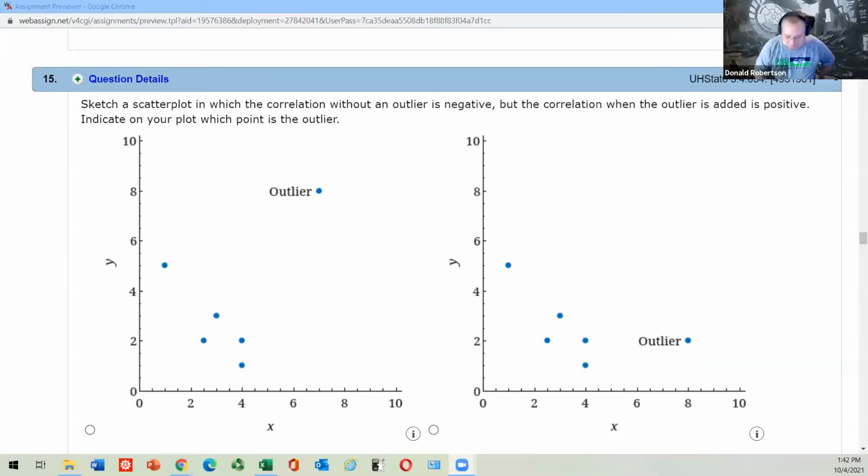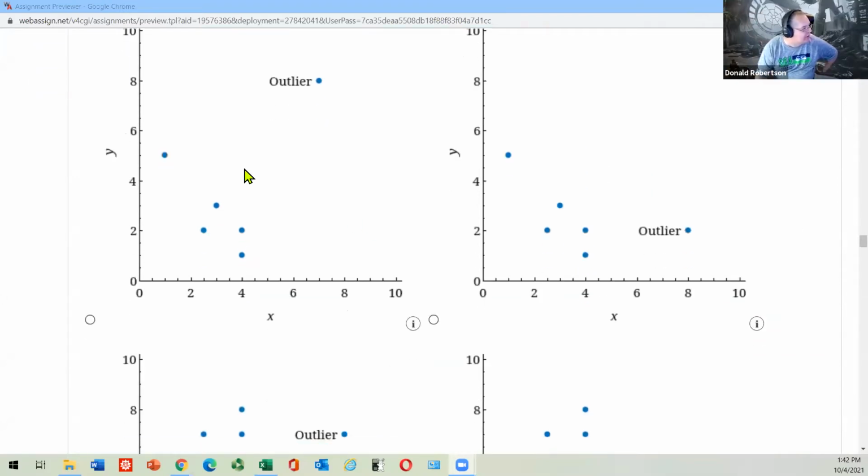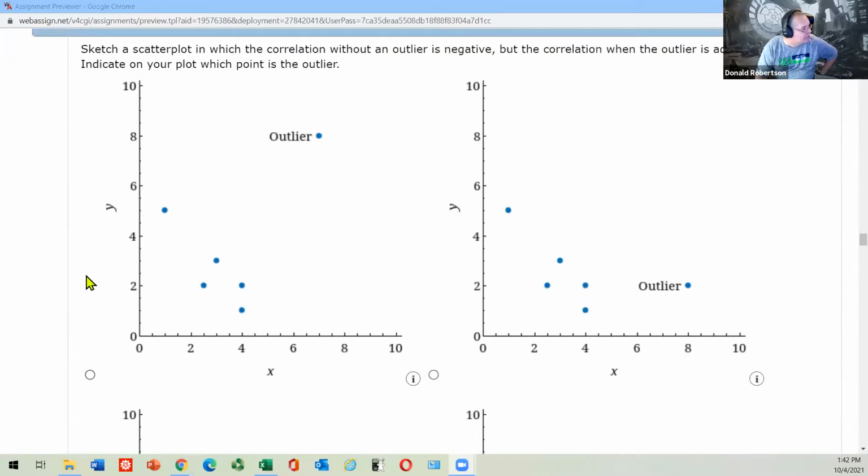Have I convinced you that that could happen? If not, will you go for the 'I'm a mathematician and trust me' option instead? That it does do that, right? If you look at this one here, this is picture one. Can you see that without the outlier, it's negative, but with the outlier, it could be bent to being positive?